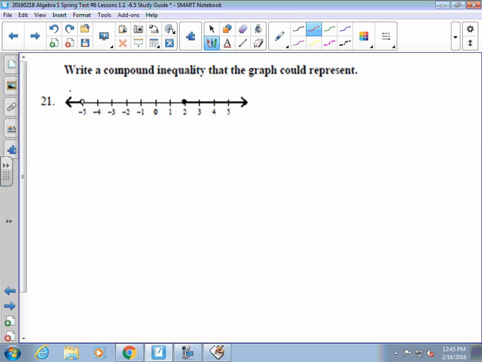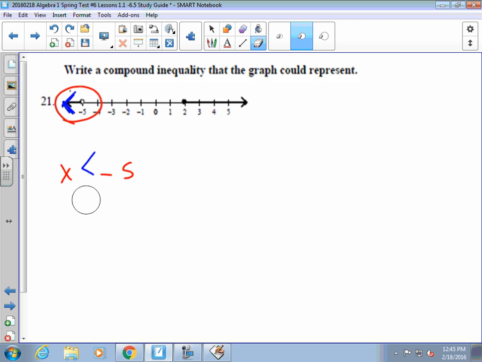Number 21 says write a compound inequality that the graph could represent. Again, write them separately and determine if it's "and" or "or". Here, this part, x and -5, we're going to put something in between them. Since x is first, remember it's going this direction, the symbol matches it. Do you need to make it say "or equal to" is the question. It is an open bubble. Remember, open bubbles are not "or equal to". So that part right there is simply x is less than -5.